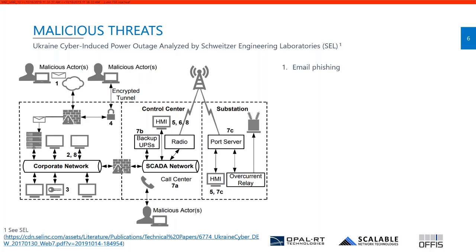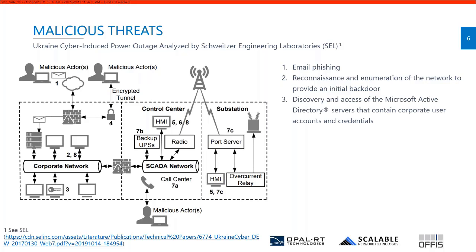So this is one big source of error. It's a human error. Then they could have access to the network. They started reconnaissance and enumeration of the network to provide an initial backdoor for the hacker. Then they had access and discovery of the Microsoft Active Directory servers that contain corporate user accounts and credentials. The next step was the use of an encrypted tunnel from an external network to get inside the control system network. So we're right here in the diagram.